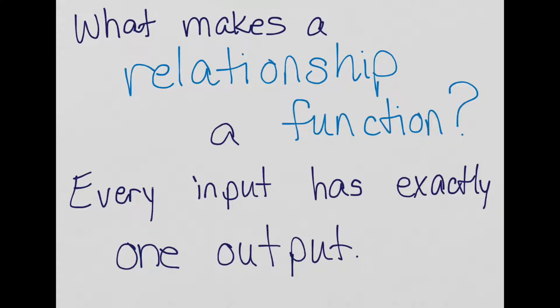So basically we are asking what makes a relationship a function. And on the first page, this is what you would answer for E. Every input has exactly one output. That's what makes it predictable: when you press that button, only one thing is going to come out every time you press it.